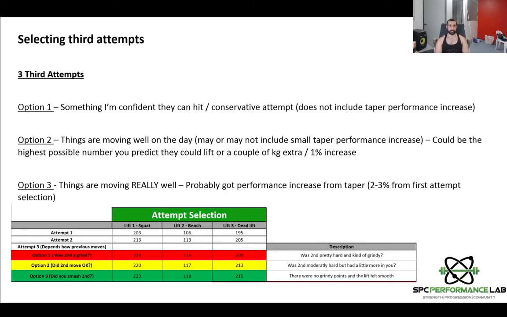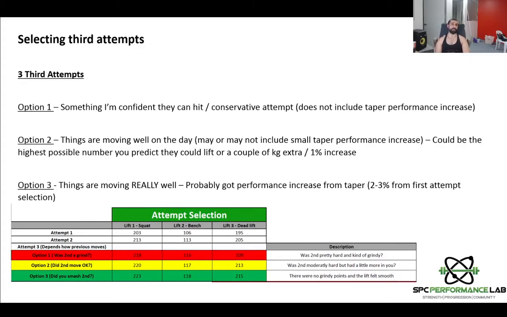For option 2, that's for on the day when things might be moving well. The second attempt moved quite fast. So for that, we might go for that 147. That original lift that I thought was going to be a real hard grinder, maybe I'm going to use that as an option 2, or maybe they got about a 1% increase from the taper. So maybe 1 or 2 kilos extra than I was predicting originally.